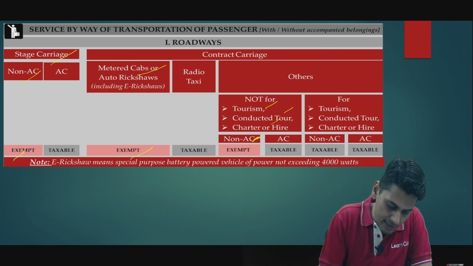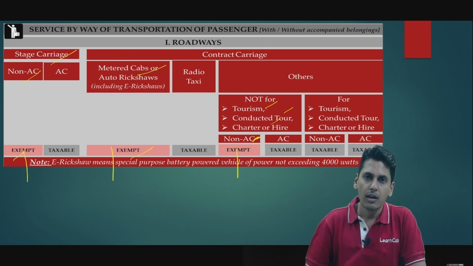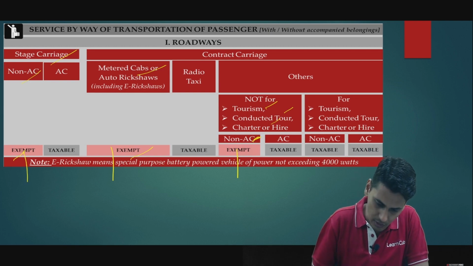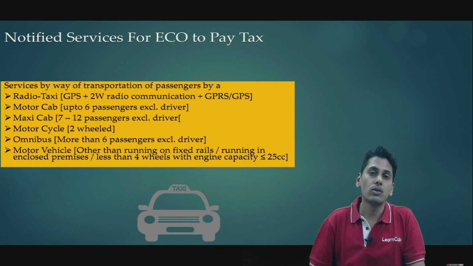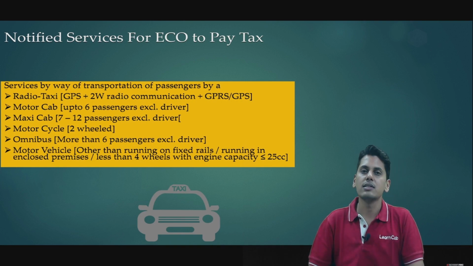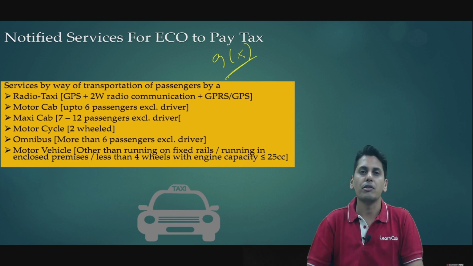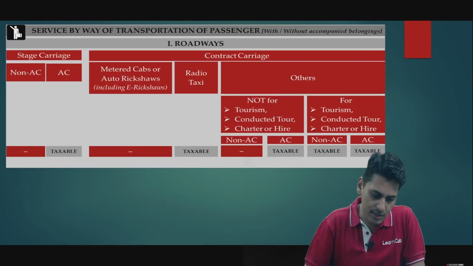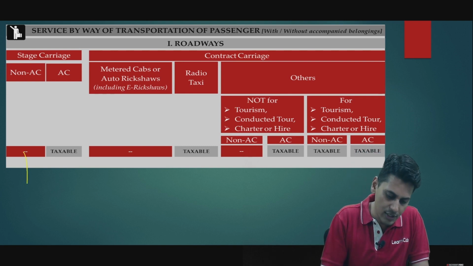Now friends, there is a change in these three exemptions. Now what is the change? As we know, passenger transportation services could also be provided through an electronic commerce operator. And if these passenger transportation services are provided through an electronic commerce operator, the ECO has to pay taxes under 9 subsection 5.